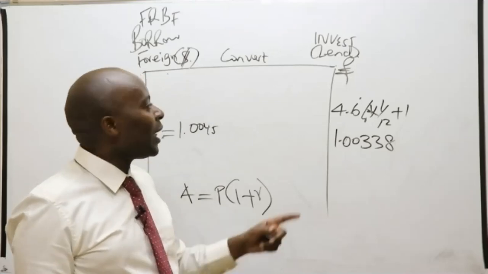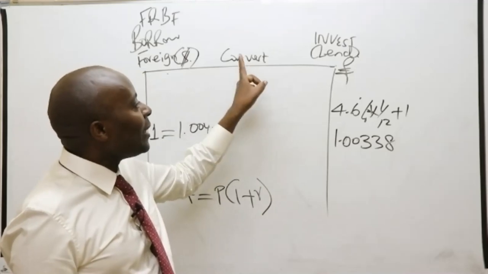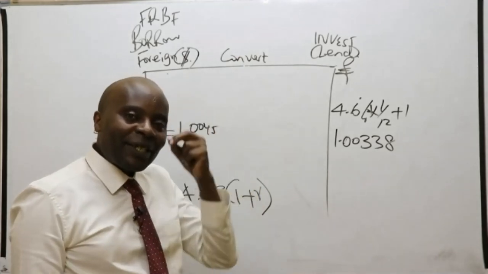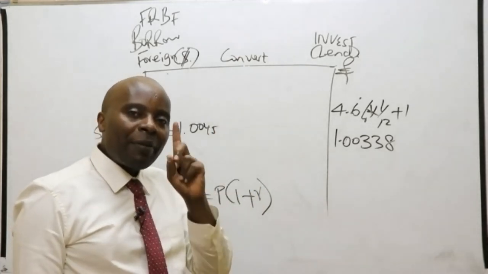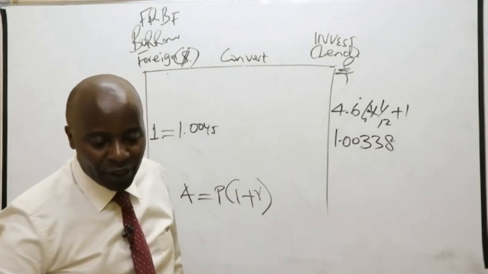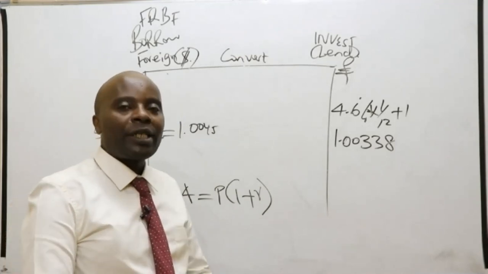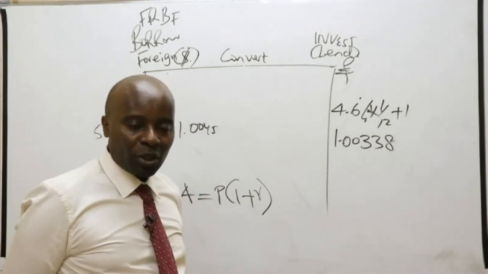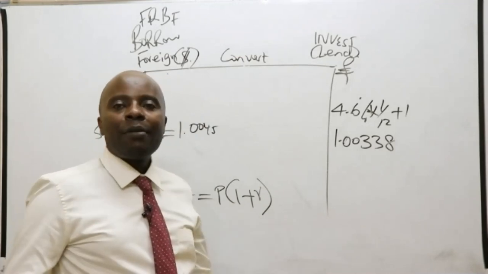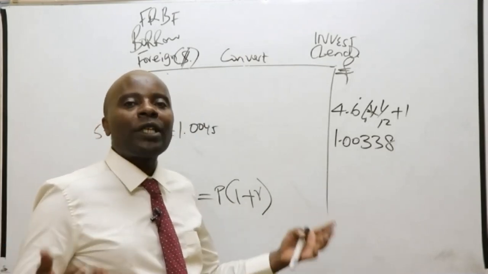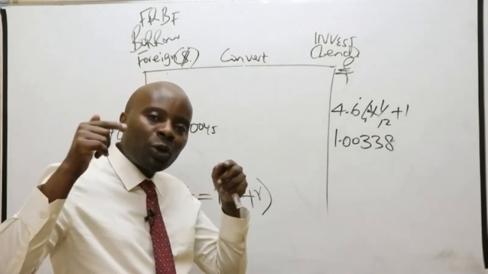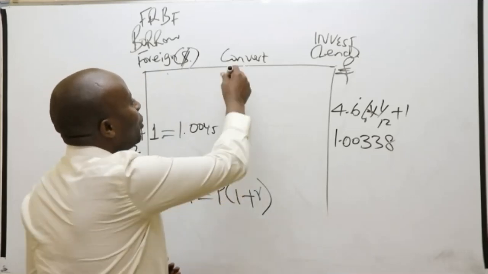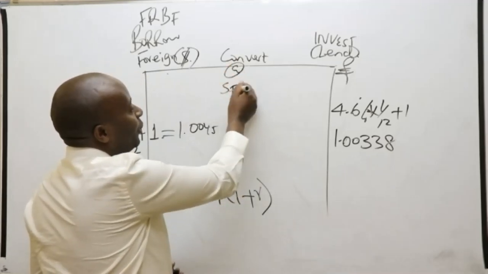Now, ladies and gentlemen, having done that, I would want us to come back here and tell us which exchange rate we are going to use up there. Is it the spot rate or the 1 month forward? Spot rate, because money markets always make use of the spot. That is why you go to money markets to borrow today and you do the exchange today. So we shall use the spot. Convert at spot.